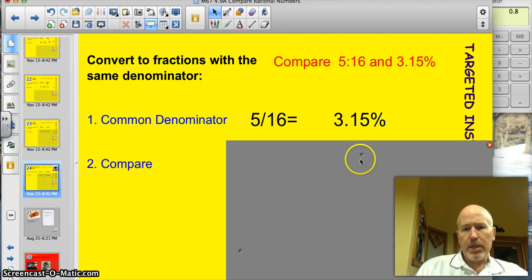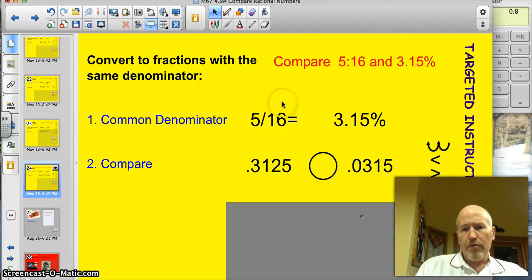Okay, I'm back. Let's see. Well, if you punch 5/16 into the calculator, you're going to get 0.3125. And if you put this guy, which is a percent, if you move that decimal, you get 0.0315. I'm wondering if you remembered that you had to have that 0 there as a placeholder. So when you look at these, even though they might look close at first, it's very, very obvious that this one is much larger. 0.31 versus 0.03.